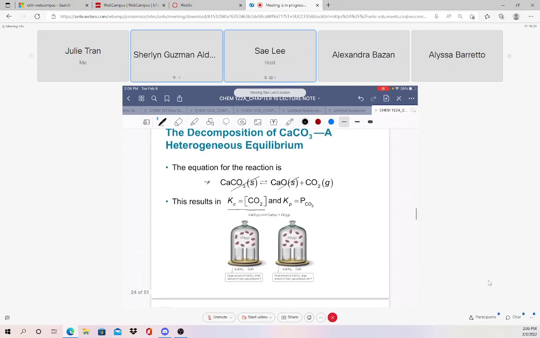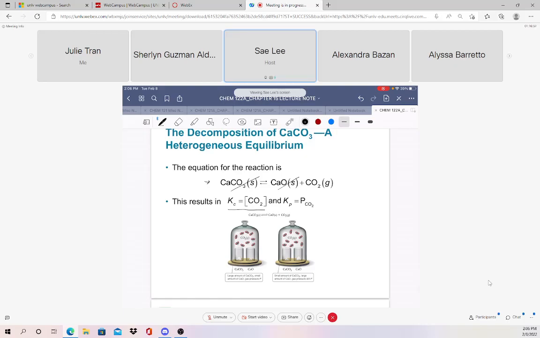Professor, since Kc is product over reactants, wouldn't Kc be 1 over CO2? CO2 is a product. Oh, right. Yes, that's right. Sorry, thank you.